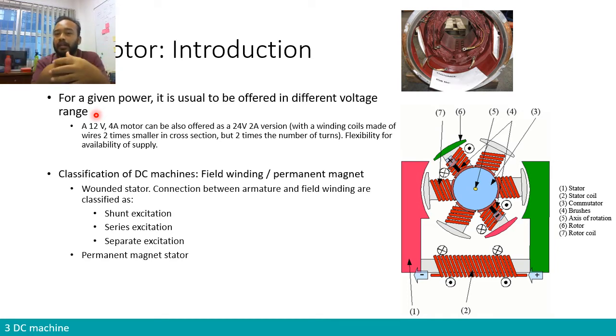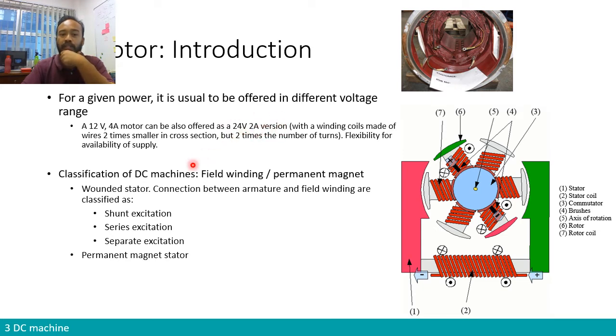So for a given power, when you select an electrical machine, it can be selected in terms of the voltage supplied to the armature winding. For example, you can easily select a motor of 12 volts, 4 amps. 12 volts corresponds to the nominal voltage that you supply, and 4 amps may correspond to the maximum load, the maximum current that can be drawn by the motor. The same machine can also be offered in a different voltage range, for example 24 volts, but in order to get the same power, it's going to be a 24 volts, 2 amps version.